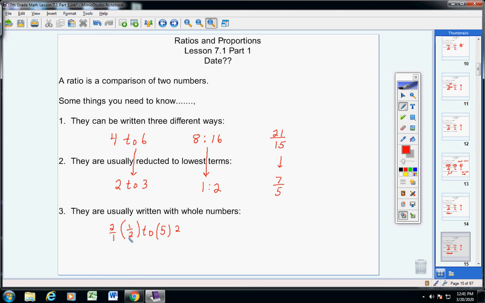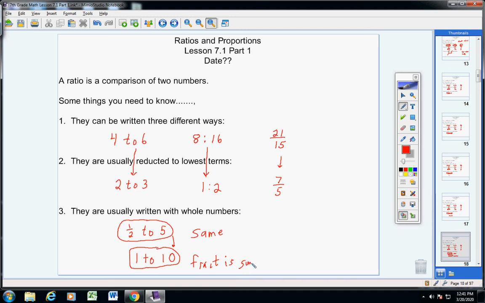So over here, notice your 2's cancel. 1 times 1 is 1, 1 times 1 is 1, so you have 1 over 1, which is really 1. Now over here we have 5 times 2, which is 10. Got it? So this ratio you started with, 1/2 to 5, is the exact same ratio as 1 to 10, but notice now the fraction is gone. Okay, let's try another one.